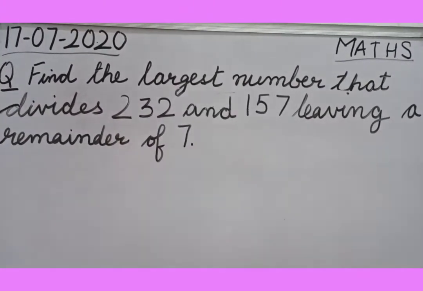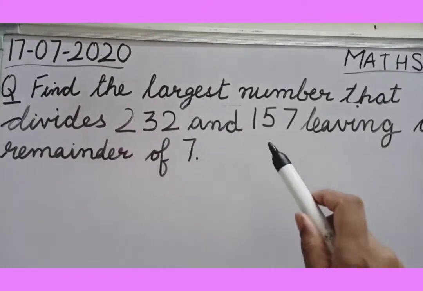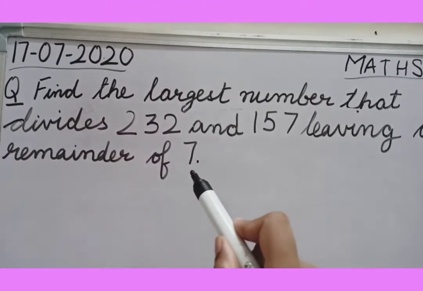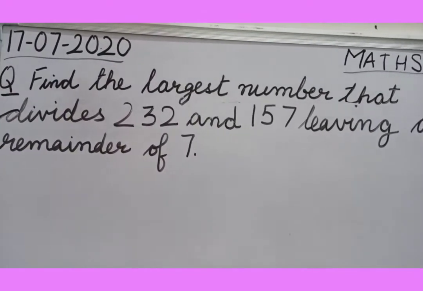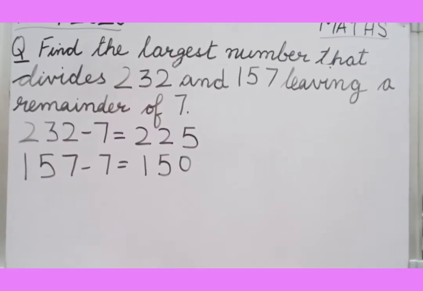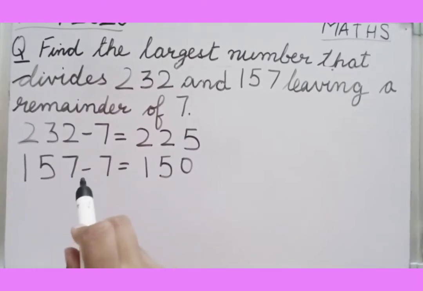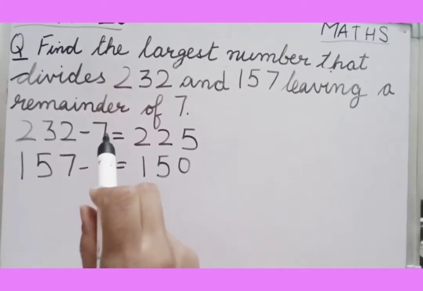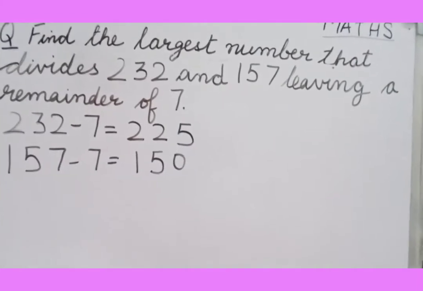Find the largest number that divides 232 and 157, leaving a remainder of 7. Now this is something important: leaving the remainder of 7. Let's see how to do that. So over here, this is the first step: before finding the HCF, we are going to subtract 7 from both the given numbers, because 7 we will get as remainder. So the numbers less than 7 will be divisible by the number which we are going to find.